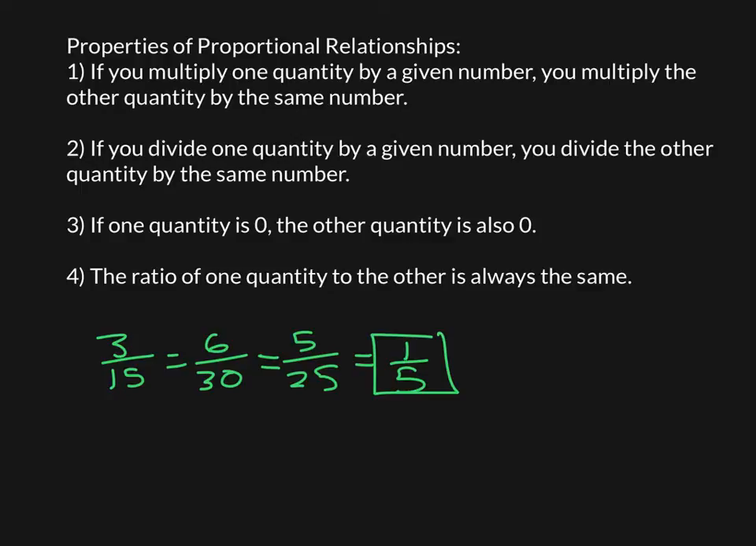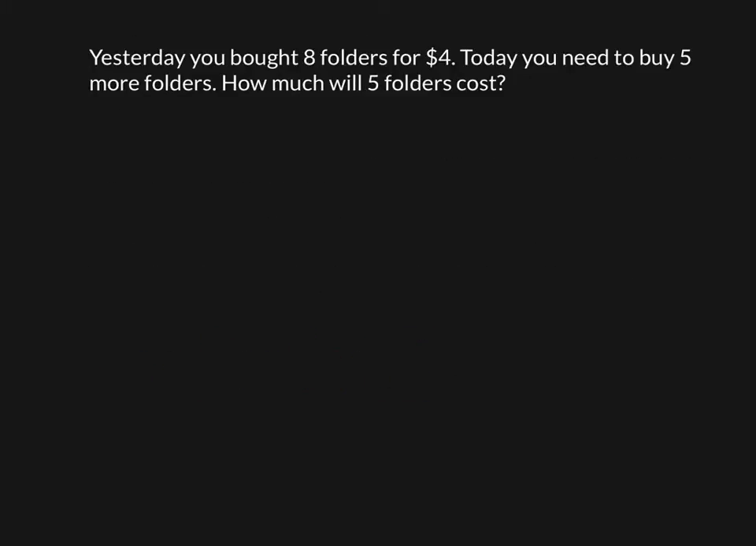All of these ratios are equal to 1 over 5 when we simplify them. Using these rules, these properties, all 4 of these properties of proportional relationships can help us solve real-world problems. We're going to take a look at 2 examples where we do that. All right, here's our first example. Yesterday you bought 8 folders for $4. Today you need to buy 5 more folders. How much will 5 folders cost?